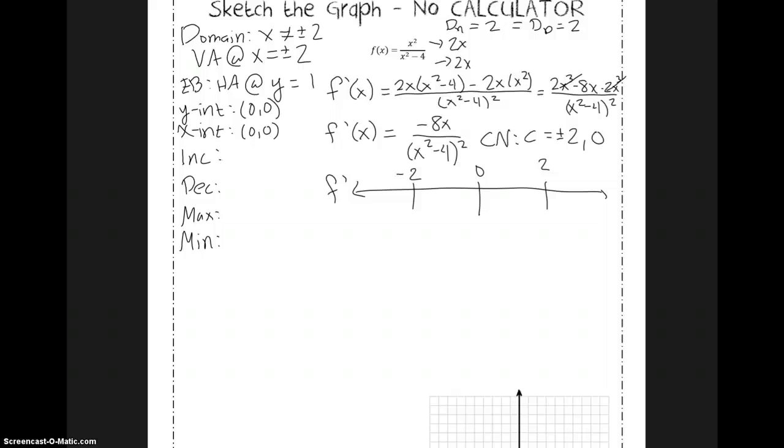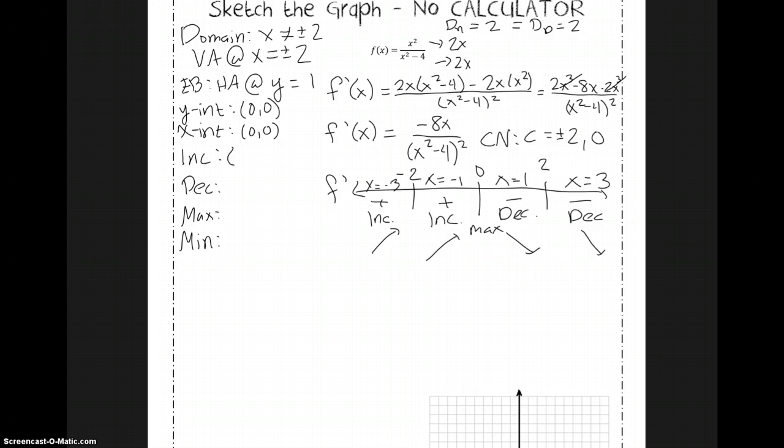Okay, let's plug in, let's try negative 3. And again, the denominator, x squared minus 4, since I'm squaring that, that's always positive. So really I'm looking at the numerator to tell me if my derivative is negative or positive. And if I plug in negative 3, it's going to be positive, which means that my function is increasing. Okay, let's try negative 1. And if I plug that in, I still get a positive, so my function is still increasing. And let's try positive 1, and if I plug that in, that's a negative, so my function is decreasing. And if I plug in x equals 3, that's a negative, so it's still decreasing. So we go increase, increase, decrease, decrease, so looks like we have a max at 0 and then no mins.